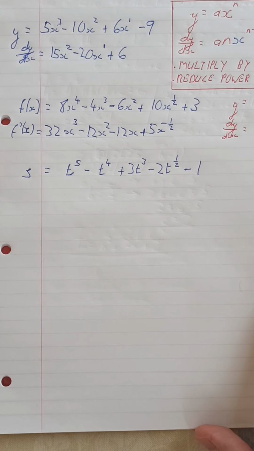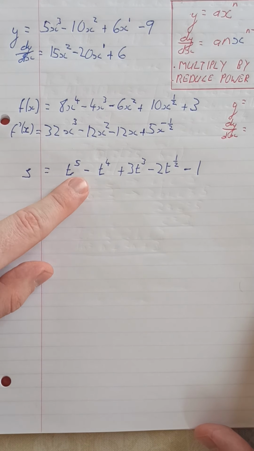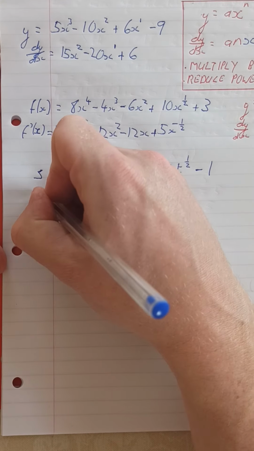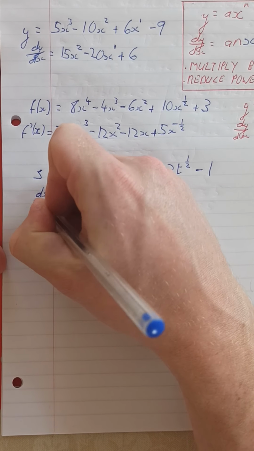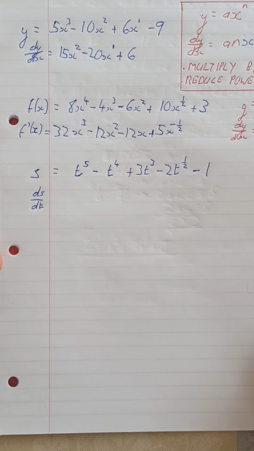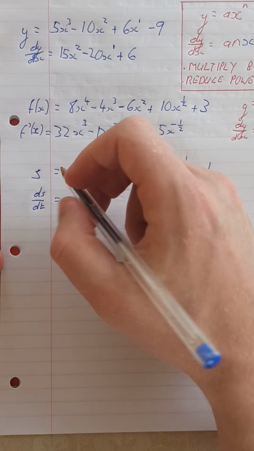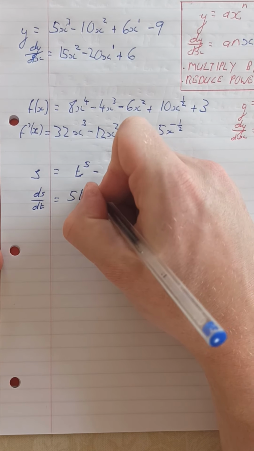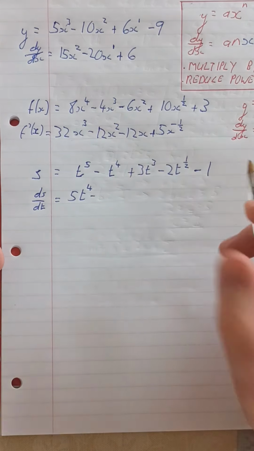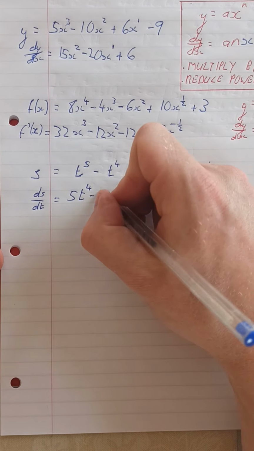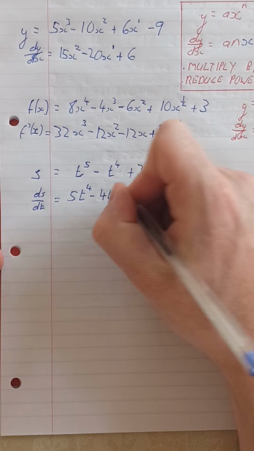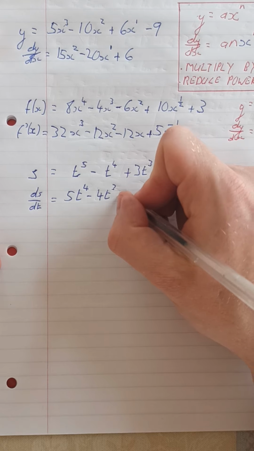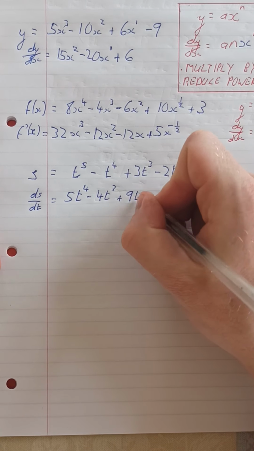The next question then, so rather than being all x's, it's now in t's. So exact same method. So I'm going to write it as ds dt equals now. So bring the 5 down, so we have 5t, then reduce the power by 1. Same here, so bringing the 4 in front, so we have 4t, reduce the power by 1, so 4t cubed. Here, 3 times 3 is 9, and reduce the power then by 1.